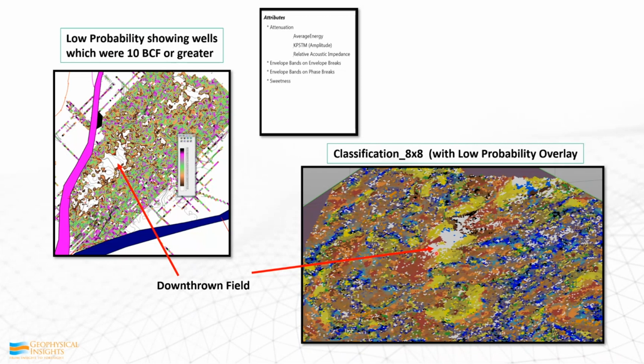Now over here, I have the low probability display on top of the classification, or the pattern recognition. And this is my recipe: attenuation, average energy, the amplitude volume, relative acoustic impedance, envelope bands on envelope breaks, envelope bands on phase breaks, which are very similar to what Kingdom has as average energy and paraphase. And then of course I use sweetness.